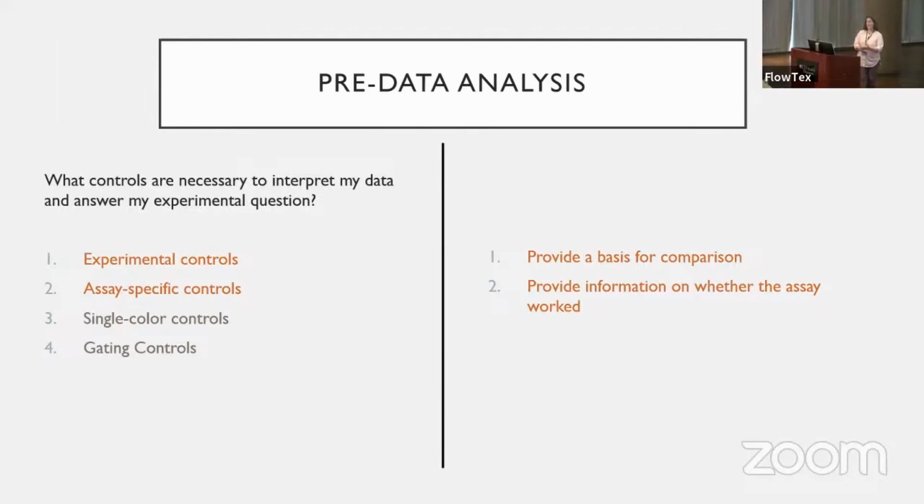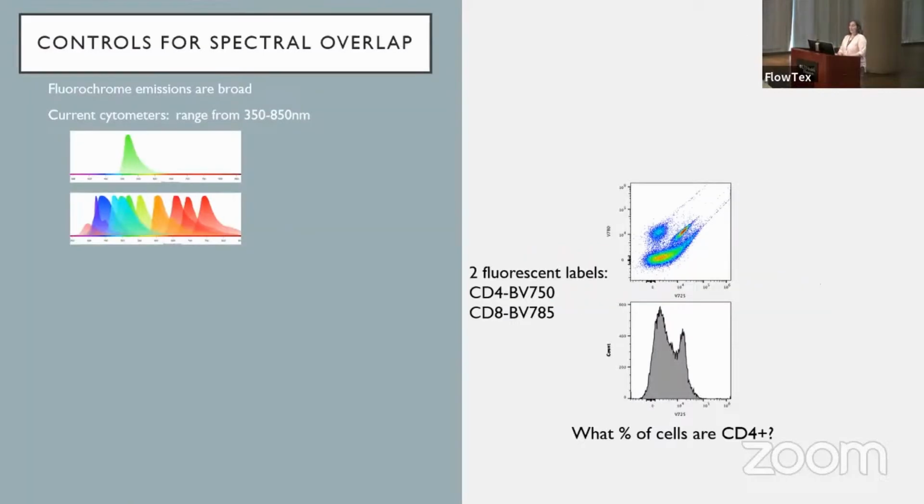All right, they provide a basis of comparison. They provide information on whether or not an assay has worked. All right? And again, you could apply this to any sort of assay you're setting up, not specific necessarily to flow cytometry, but something to not forget either.